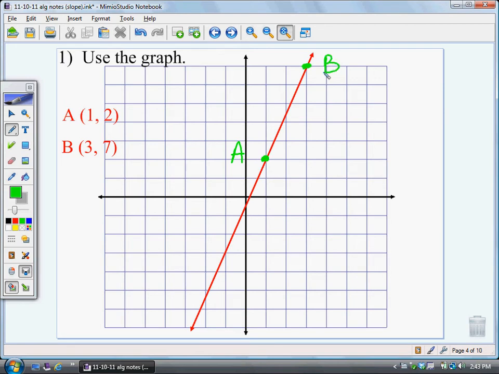And there's point B. Now all we're going to do at this point, remember that the slope is the rise over the run.